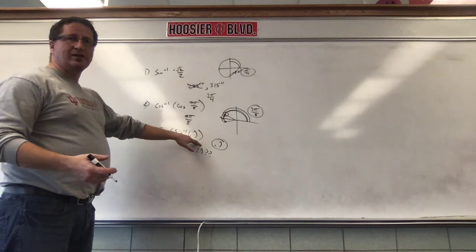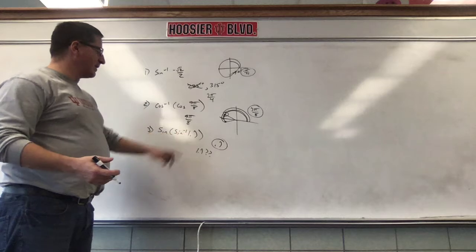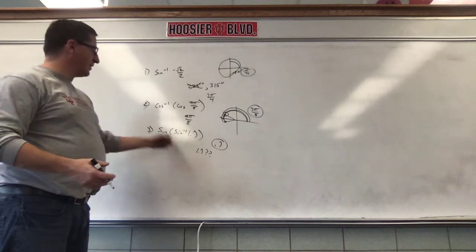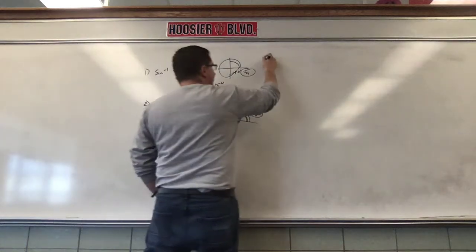Where is sine 1.7? Nowhere. It's too big, okay? So as long as this number is between -1 and +1, they just cancel out. Okay, so it's just 0.7. Number 4.